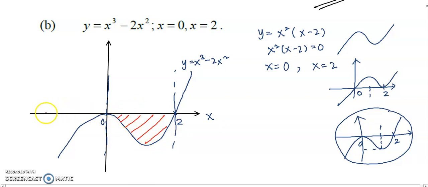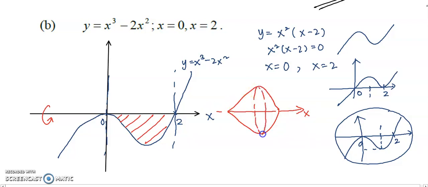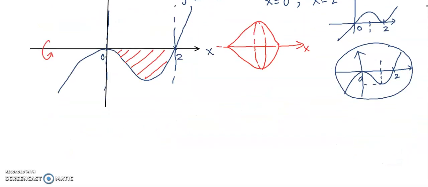If this region is rotated about the x-axis, about 360 degrees, what kind of solid will form? If this is the case, we might have this solid. It's just like the shape of an onion. So this is the shape that we will get if this piece of region rotates about the x-axis. Now we want to get the volume of this solid.